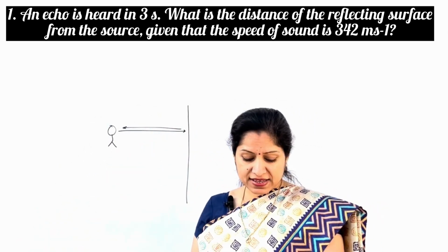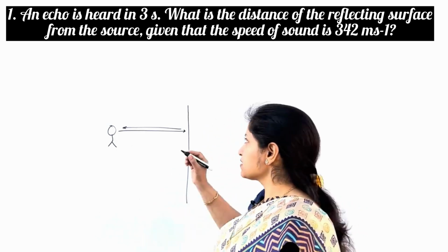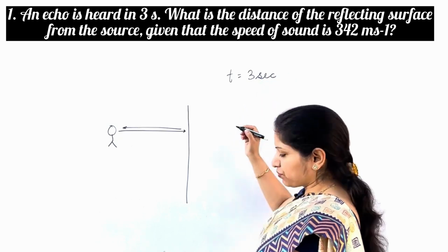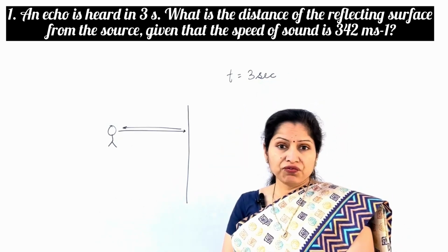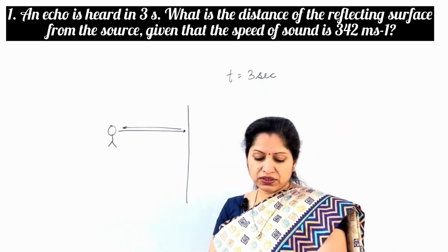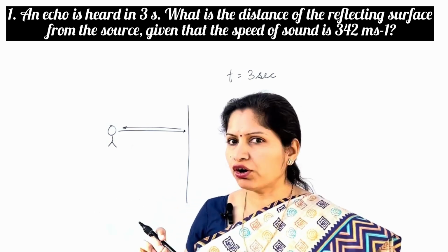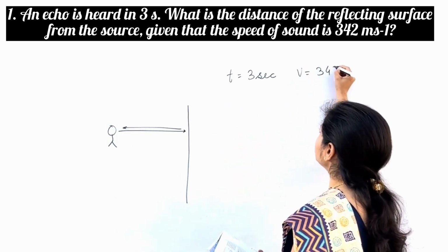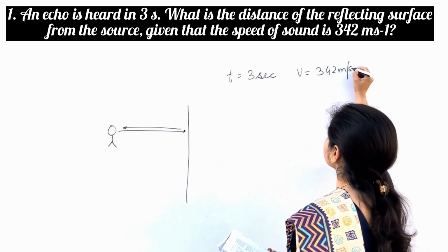So the question says an echo is heard in 3 seconds. So the time taken for the echo is 3 seconds. What is the distance of the reflecting surface from the source, given that the speed of sound is 342 meter per second? Speed of sound is given to be 342 meter per second.